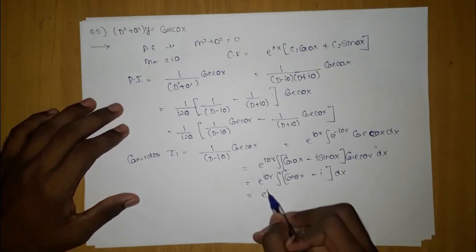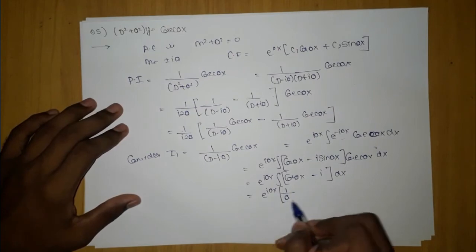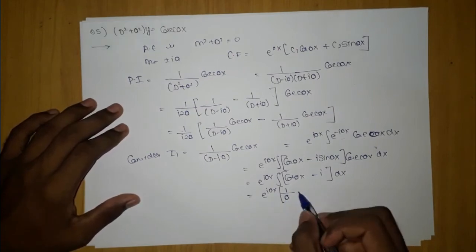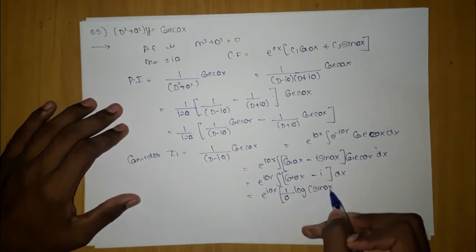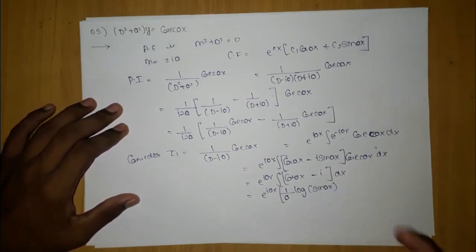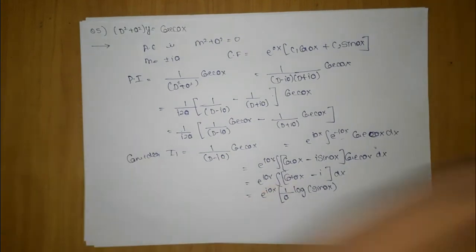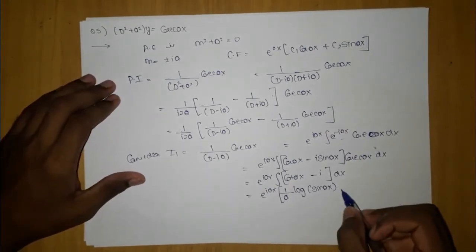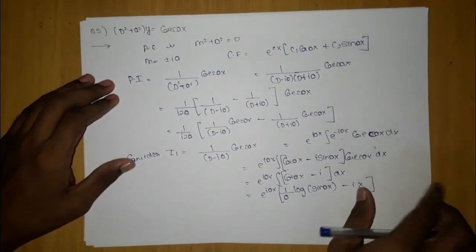Cot x integration is what? It is nothing but here 1 by a will come. Okay, don't forget that, otherwise you will get the wrong answer: 1 by a log sin ax. Here what children usually make a mistake, that they think that if tan has sec, then for sure the cot one will have cosec. That is wrong. It has log sin ax minus ix. So this is our particular integral one.